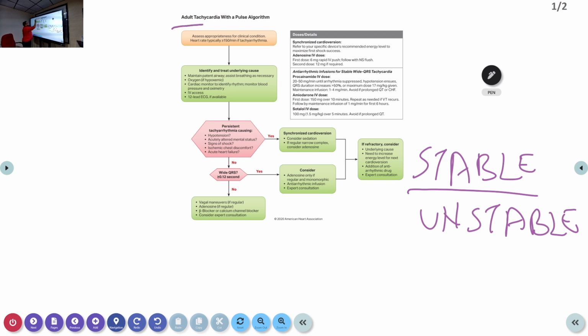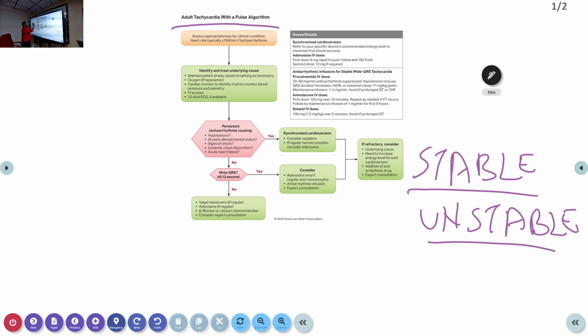This is the adult tachycardia with a pulse. So the patient is having a pulse and is not in cardiac arrest. If it is cardiac arrest, we have already discussed the shockable rhythms, VF and VT. But here it is an adult tachycardia with a pulse, and our question to be answered is whether the patient is stable or unstable. So let's start from here.